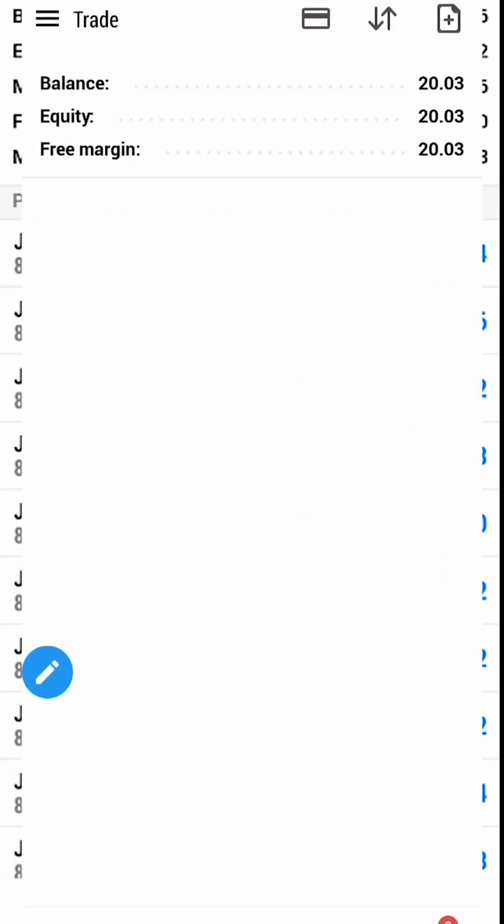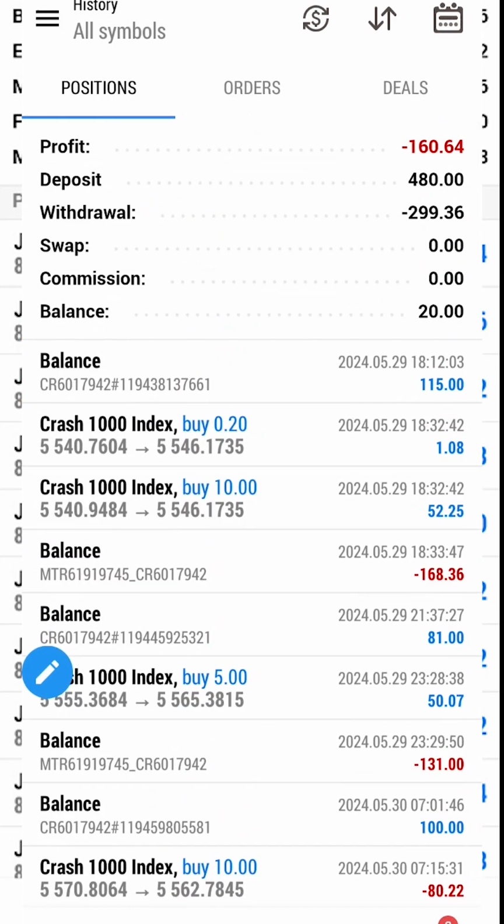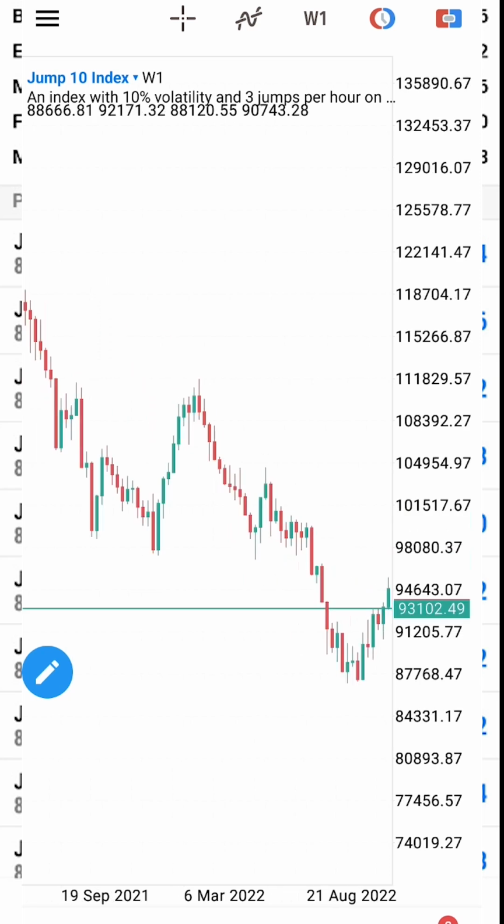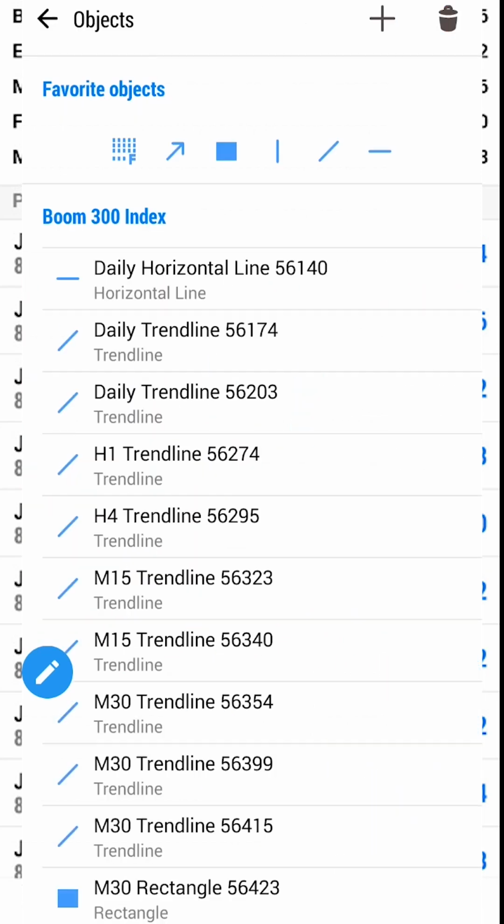Okay, so this is the 20 USD we started with. I think the client was having trouble raising the account, so he decided to hand me the account at 20 USD. So we start the analysis on the weekly.